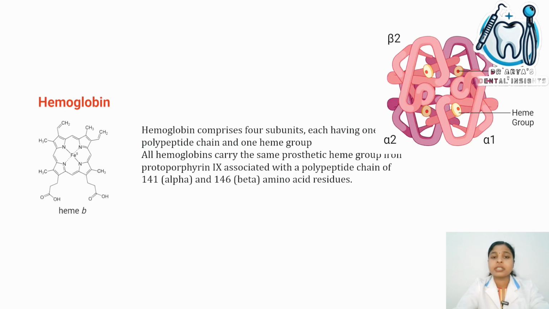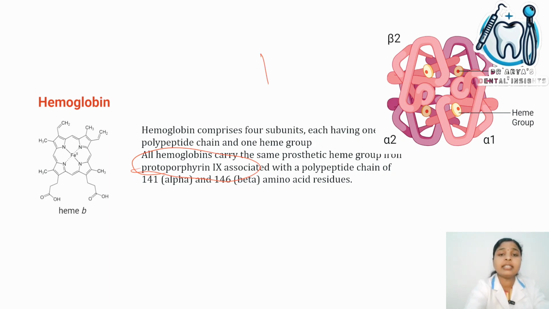So, hemoglobin comprises 4 subunits, each having 1 polypeptide chain and 1 heme group. And all hemoglobins carry the same prosthetic heme group, iron protoporphyrin. It is associated with polypeptide chains of 141 alpha and 146 beta amino acid residues. So it is also important.